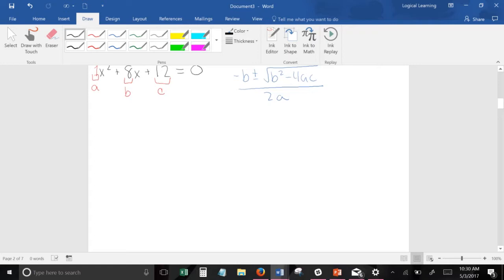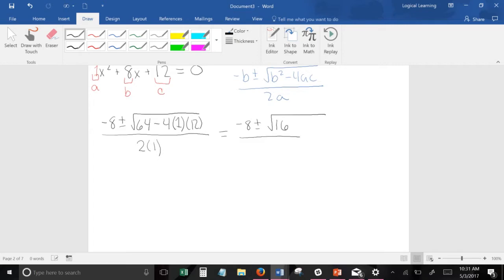When we use the formula, all we have to do is substitute in. So our b is 8, so we have negative 8 plus or minus the square root of b squared, that's 8 squared, that's 64, minus 4 times a, which is 1, times c, which is 12, all over 2 times a, which is 1. Simplifying that, we get negative 8 plus or minus the square root. Well, 4 times 12 is 48, and 64 minus 48 is 16. So this is all over 2.